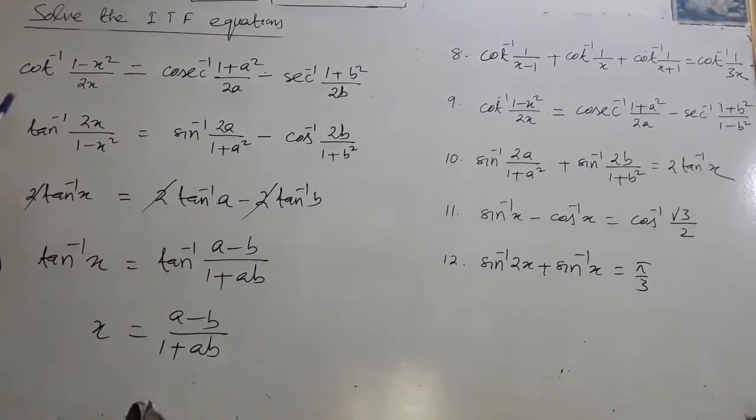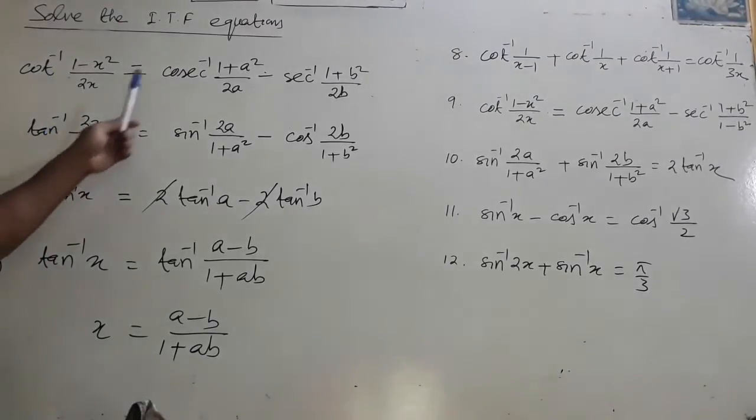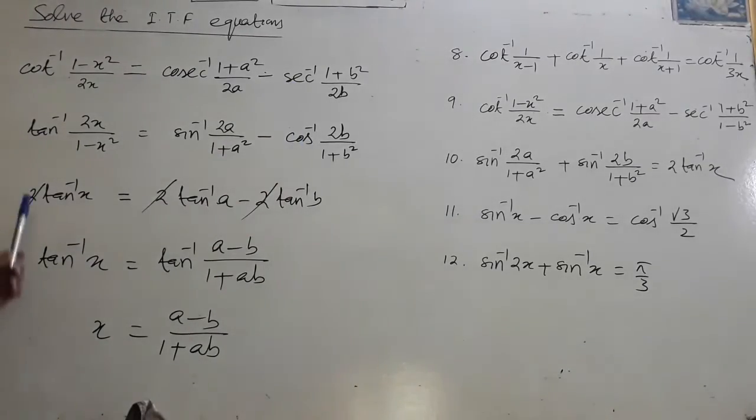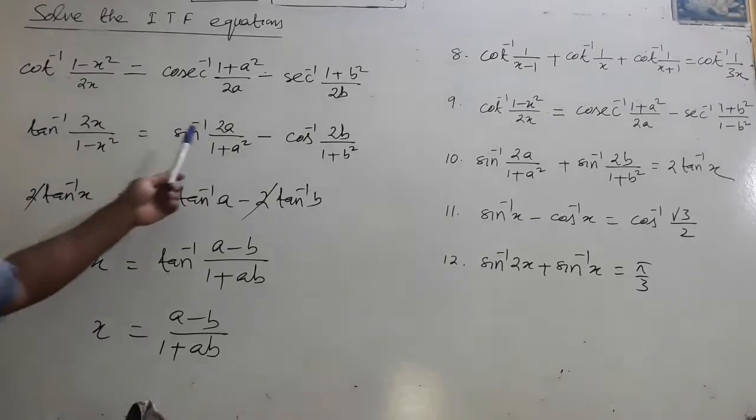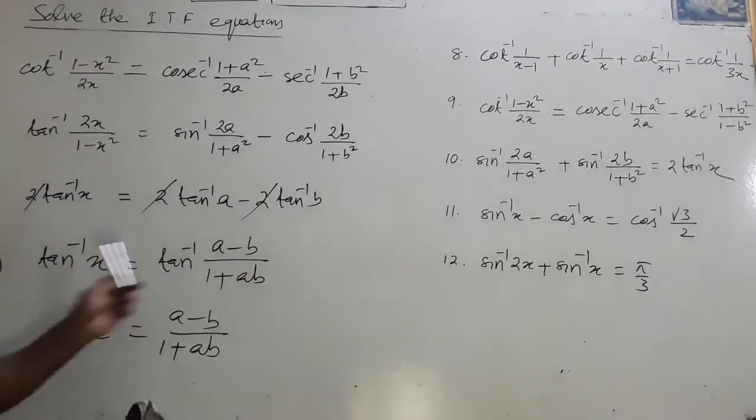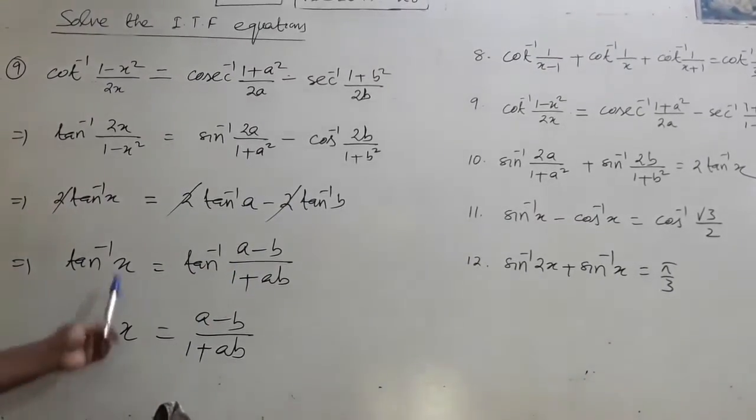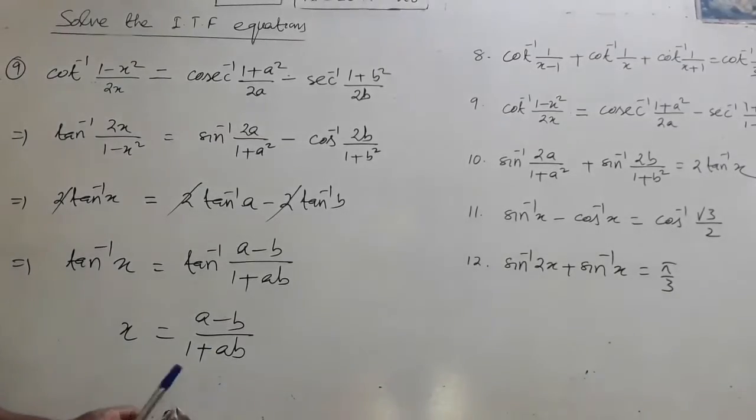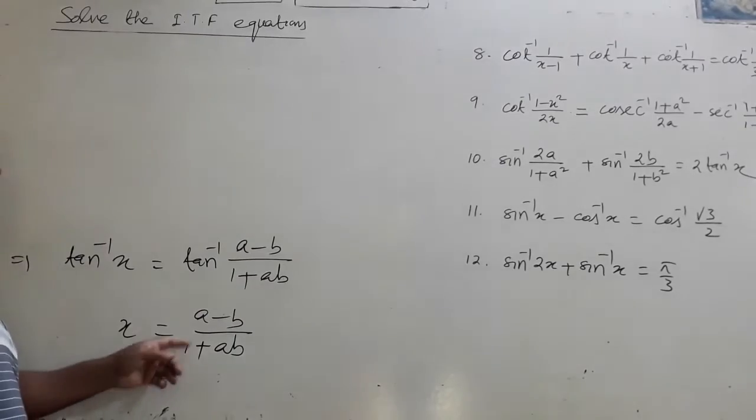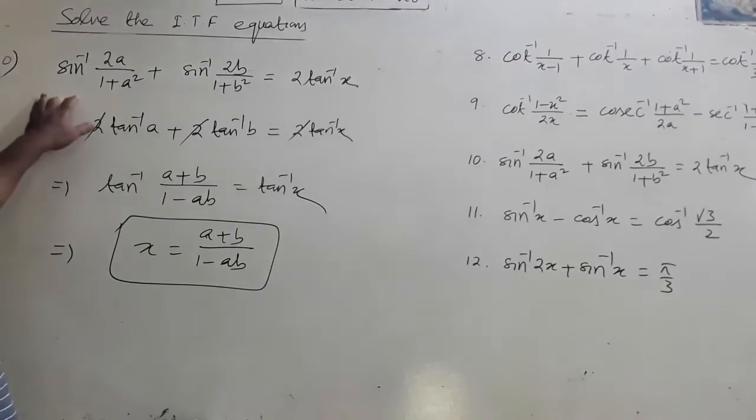Now look at number 9 and convert all to tan inverse, sec inverse to cos inverse, sin inverse to tan inverse. And it is 2 tan inverse x, it is 2 tan inverse a, and it is 2 tan inverse b. Now cancel all 2's and apply here tan inverse a minus tan inverse b, and the result is x is equal to a minus b by 1 plus ab. Okay. Now it is very simple problem.